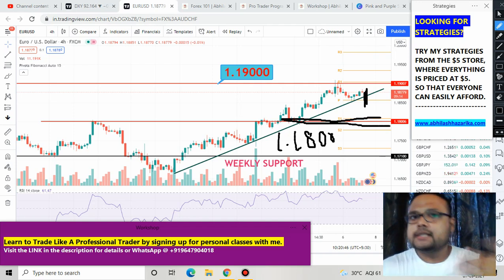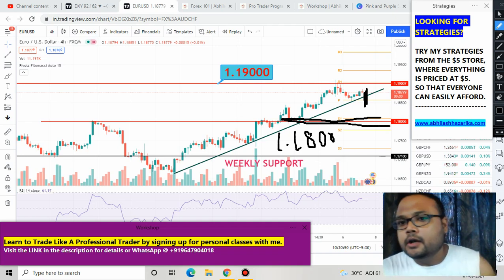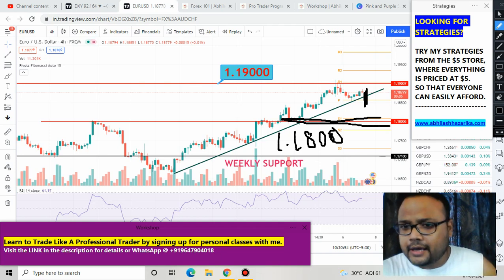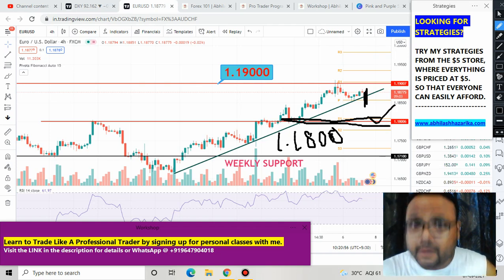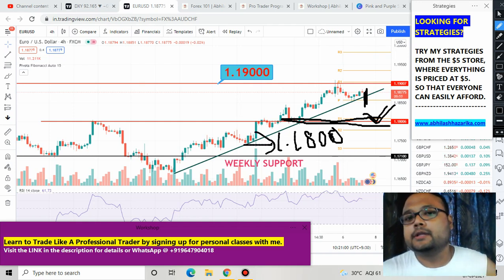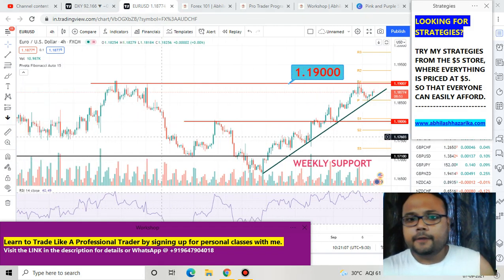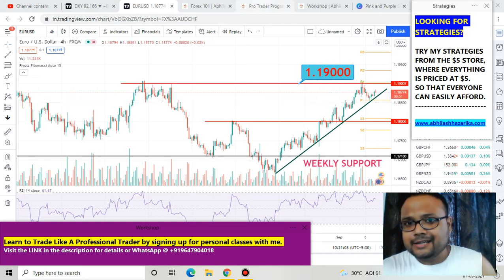So in case there is a sudden selling pressure on Euro USD because of buying on the dollar, you will get a buy position at 1.1800, and you can initiate a buy if the market reverses or bounces from the 1.1800 level. So 1.1800 is an important level for Euro USD. And as the market is in an uptrend, do not think about shorting the market. It will be a very risky trade.